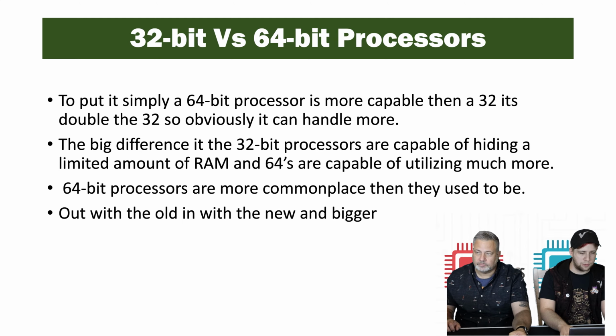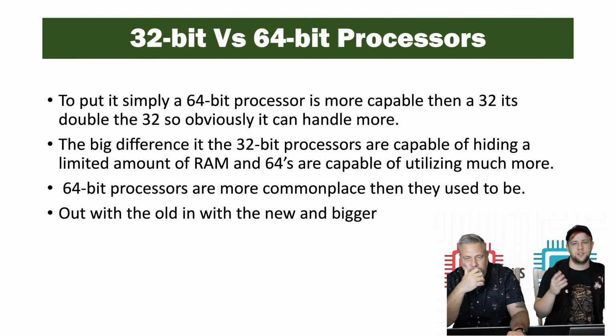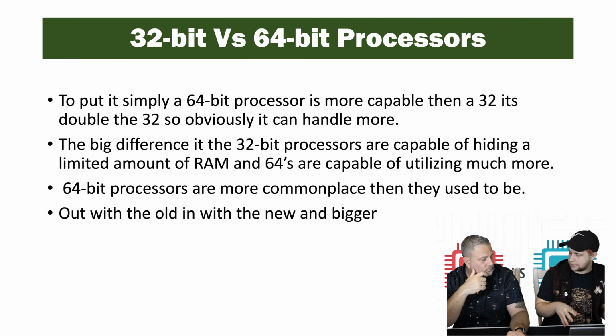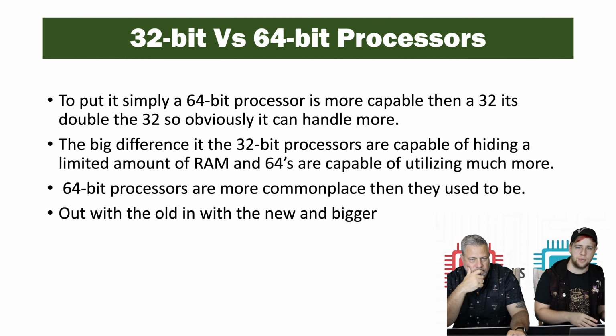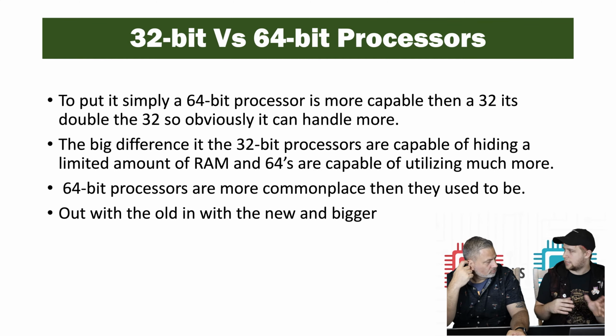Next up, we're going to be talking about the 32-bit versus a 64-bit processor. 32-bit has been weeded out a little recently, but it's still worth talking about because some people do prefer the 32 just for what they're doing. Just to put it out there, the 64-bit is more capable than a 32-bit. It's double, so obviously it can handle more. The big difference is that 32 is capable of handling a limited amount of RAM, whereas 64 is capable of utilizing tons of RAM.